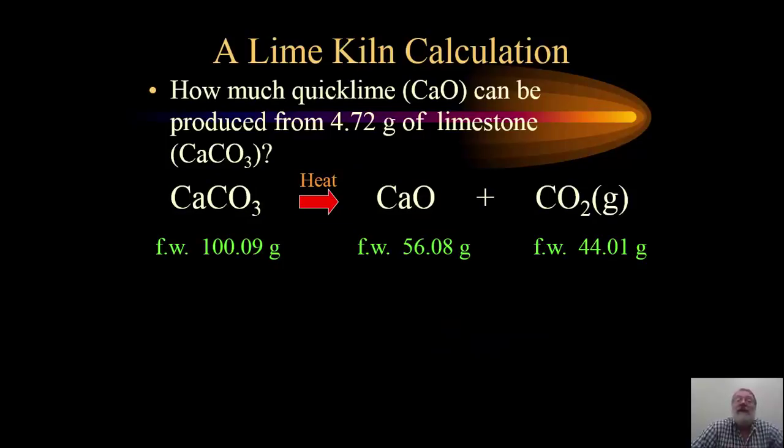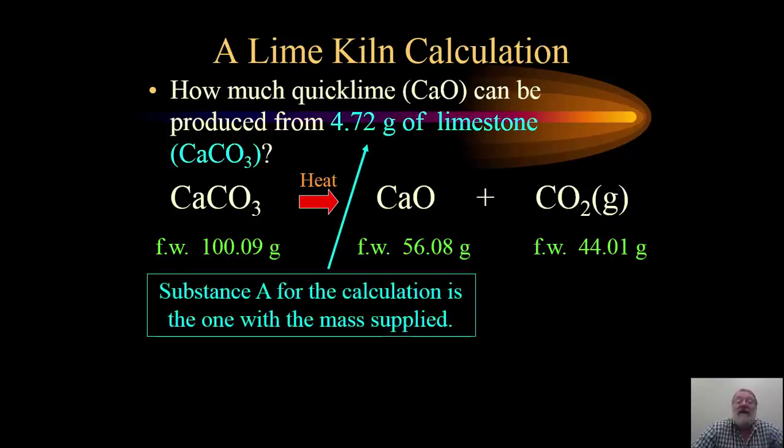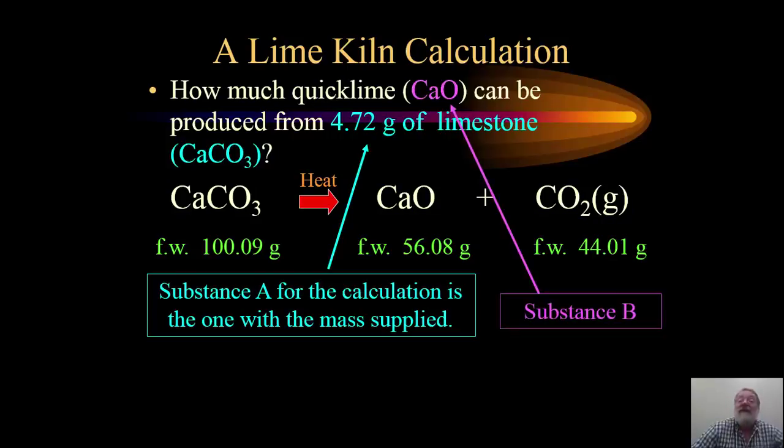So here's what goes on in the lime kiln. Calcium carbonate gets changed into calcium oxide. In this particular problem, calcium carbonate is substance A. Substance A in this kind of problem is the one that has a mass attached to it, 4.72 grams of limestone. Substance B, that's the one that we're going to calculate an equivalent weight for. In this case, it's calcium oxide.